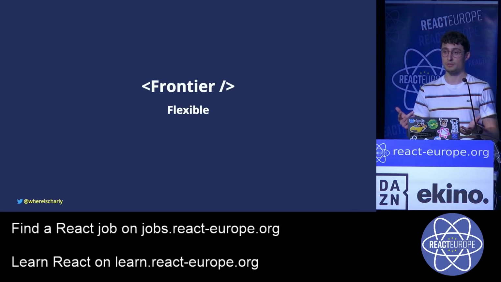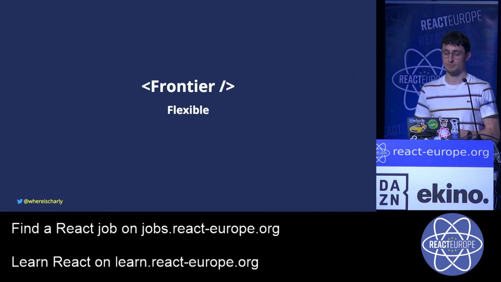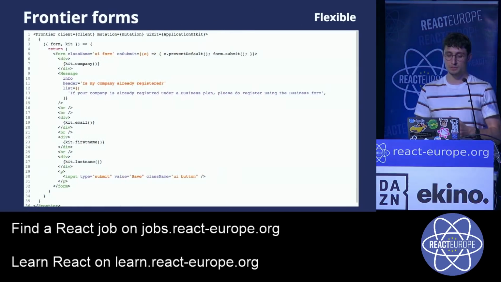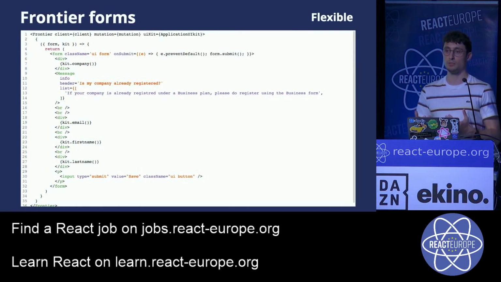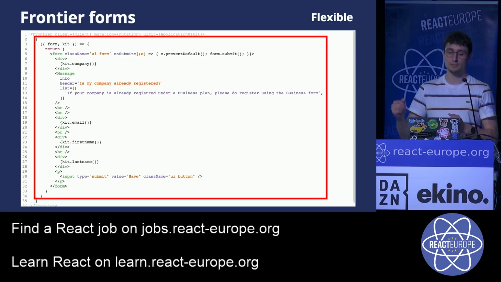Because what happens if you have a UI kit that is well defined, but the designer says, "Yeah, but I want this very specific UI thing under this field"? You do it by just taking back control and switching to render props. Here, we are still providing 3 props: the Apollo client, the mutation, and the defined UI kit. But we are switching to render props, meaning that Frontier will not try to render anything. It gives you the control.